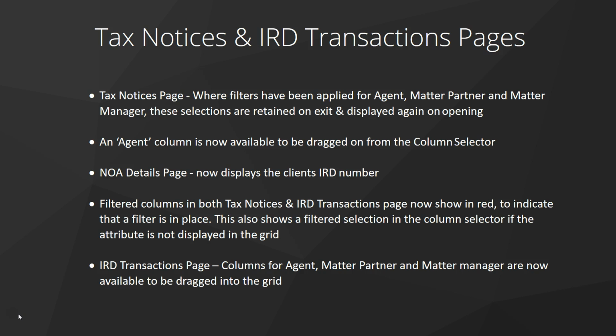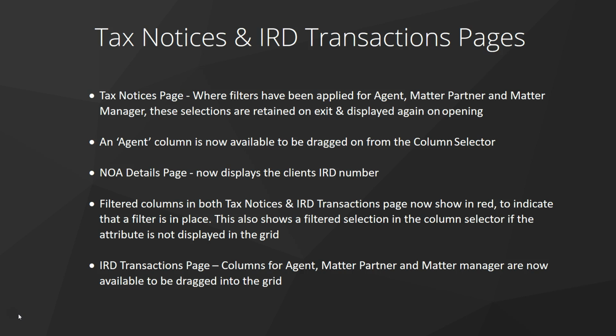There are changes in both the Tax Notices page and the IID Transactions page. The Tax Notices page, where filters have been applied for Agent, Matter Partner and Matter Manager, these selections are retained on exit and redisplayed again on opening. An Agent column is now available to be dragged on from the column selector. NOA Details page now displays the client's IID number.